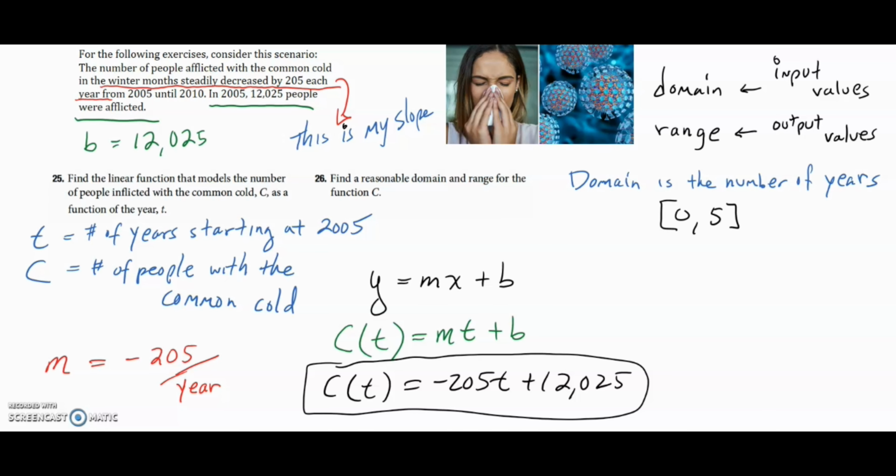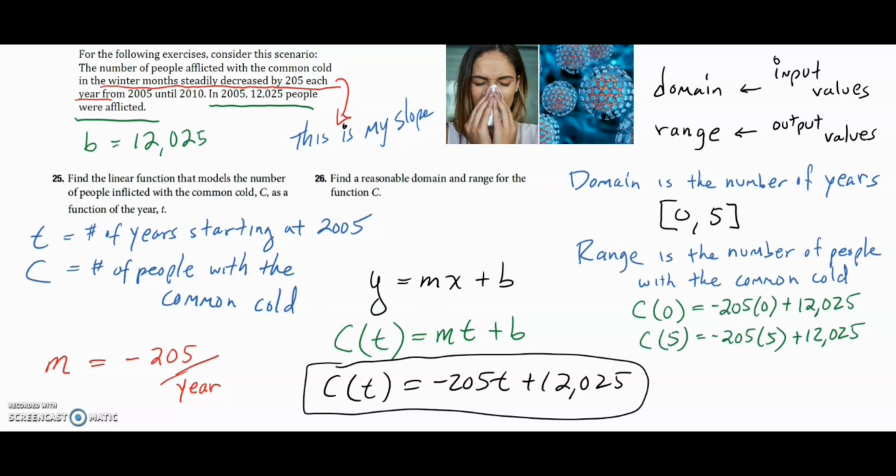Let's do that. So we know the range is the number of people with the common cold. So I'm going to compute c of 0, which is negative 205 times 0 plus 12,025. And the same thing with the 5 for the number of years. I'm going to substitute that as well. And if we calculate both of those, I get 11,000 and, of course, 12,025, which we can now write in interval notation.